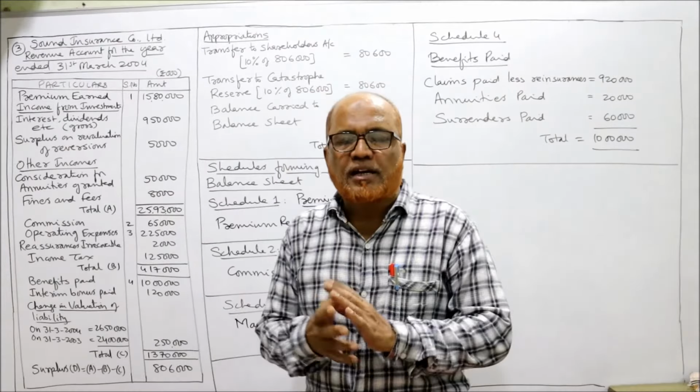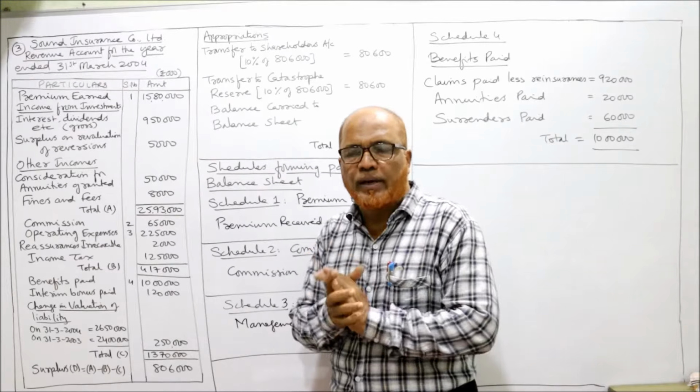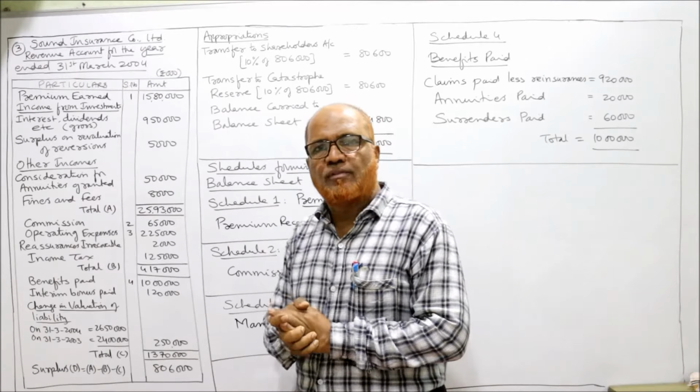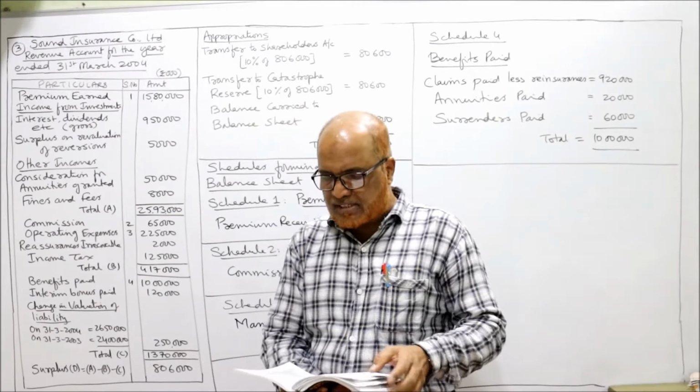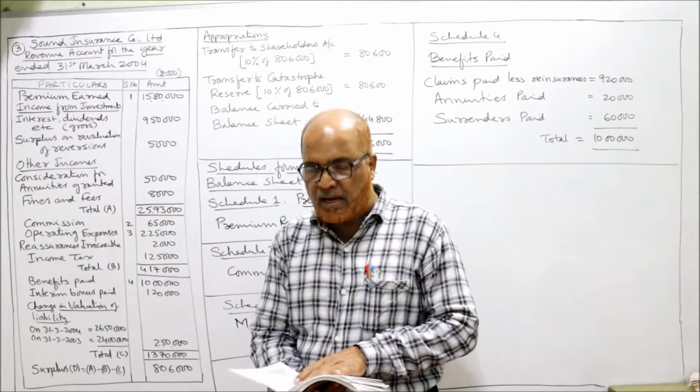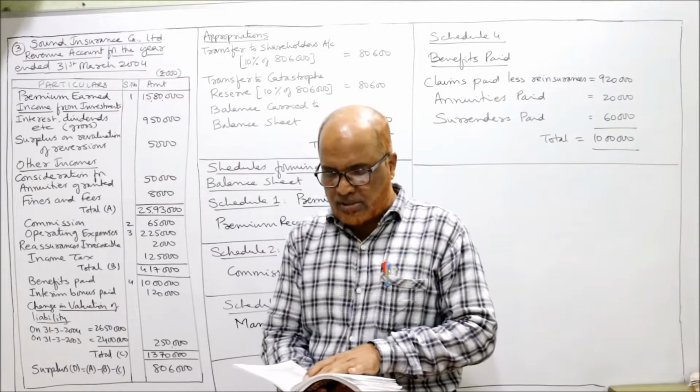Come on students, now we'll start the next problem of accounts of life insurance companies. Main problems we were doing, and the first 2 problems we have completed. Now we'll see the third problem. From the following figures of Sound Insurance Company Limited, prepare the revenue account for the year ended 31st March 2004. Rupees in thousands are given.